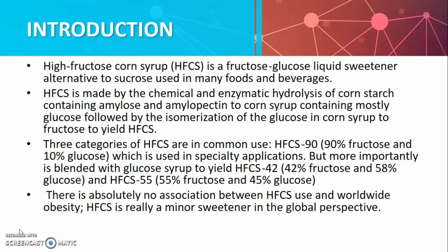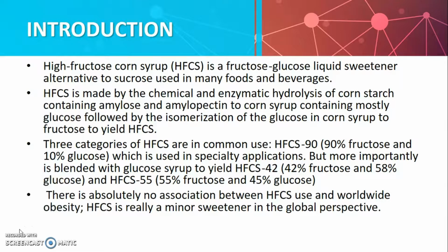Firstly, high fructose corn syrup is a fructose-glucose liquid sweetener, an alternative to sucrose used in many foods and beverages. As known, HFCS is made by the chemical and enzymatic hydrolysis of cornstarch containing amylose and amylopectin to corn syrup, containing mostly glucose, followed by the isomerization of the glucose in corn syrup to fructose to yield HFCS.